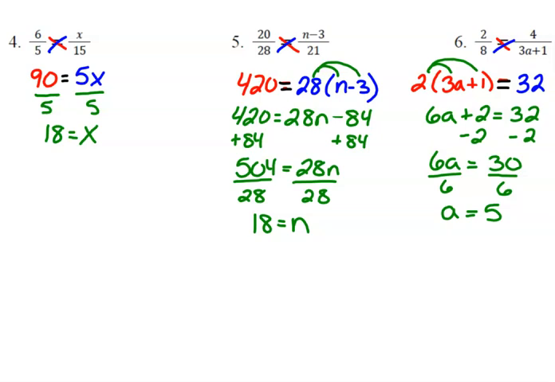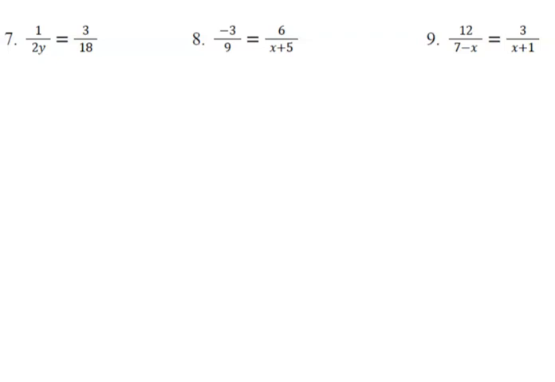Hopefully we're ready, and we're going to move on to the bottom row of examples. So these are all very similar to what we were just doing, okay? The only one that's really different is number 9. We're just going to have to distribute on both sides of our equal sign, okay? So what I'd like you to do is hit pause and try 7, 8, and 9 first.